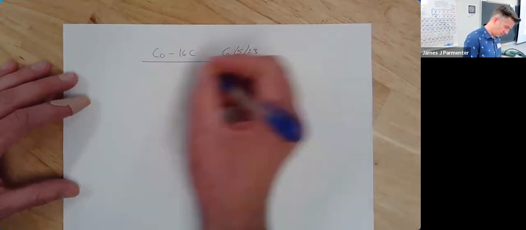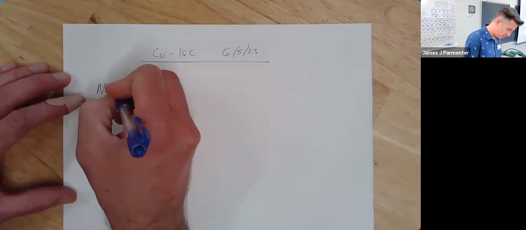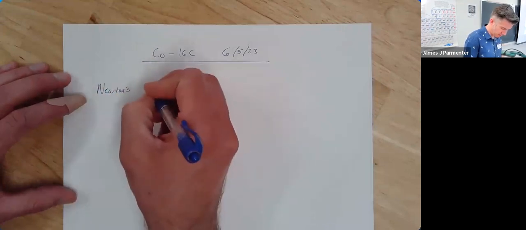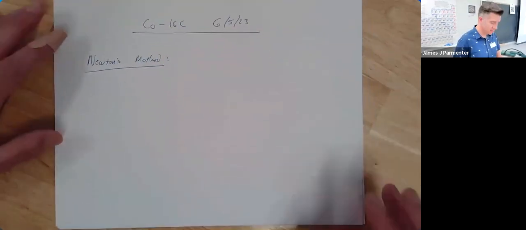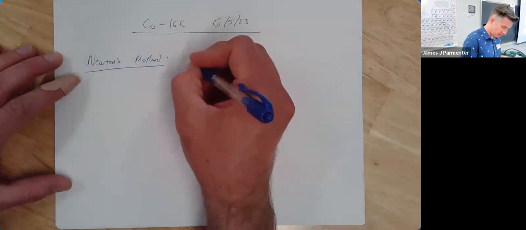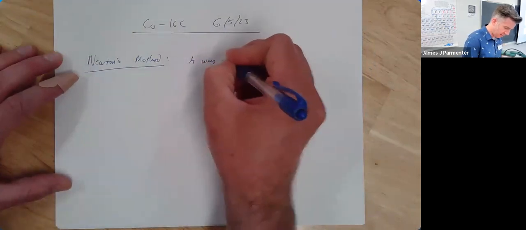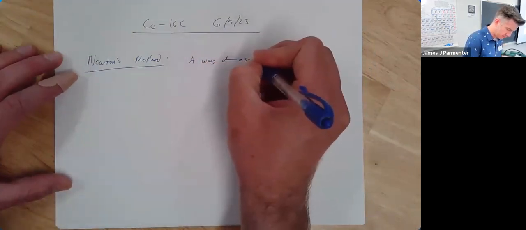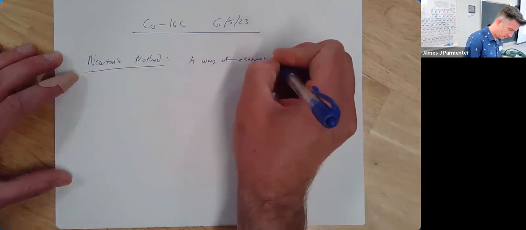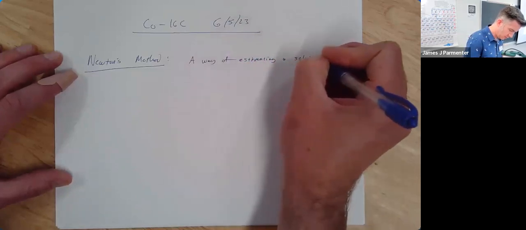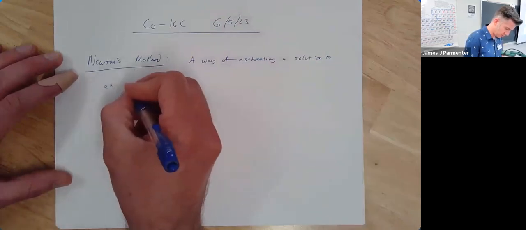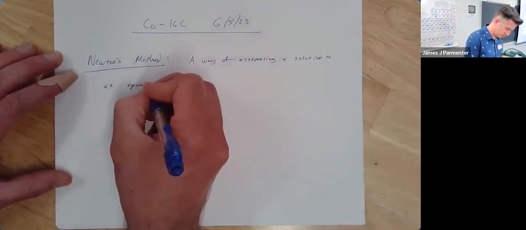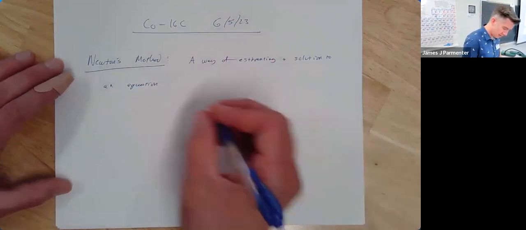Okay, let's talk about Newton's method. And then we'll come back around to the other stuff. It's not that bad. All Newton's method is, it's a way of estimating the solution to an equation. An equation specifically equal to 0.